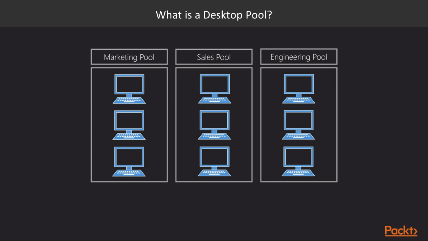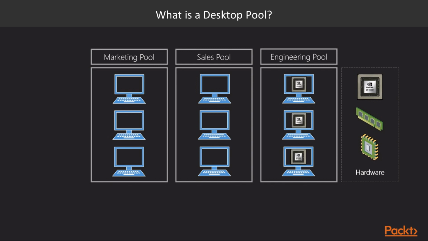So the next attribute we're going to look at is based on the hardware configuration of each of the virtual desktop machines within the pool. Each of the virtual desktop machines within a pool could be configured with a different hardware config. For example, engineering could have access to an NVIDIA graphics card. Maybe they also have 4 virtual CPUs and more memory than virtual desktops in other pools, whereas the virtual desktop machines in the sales pool all have a single virtual CPU, and those in the marketing pool have 2 virtual CPUs.